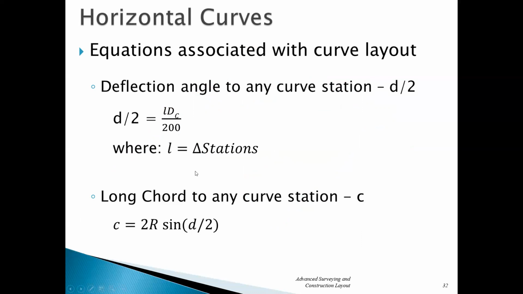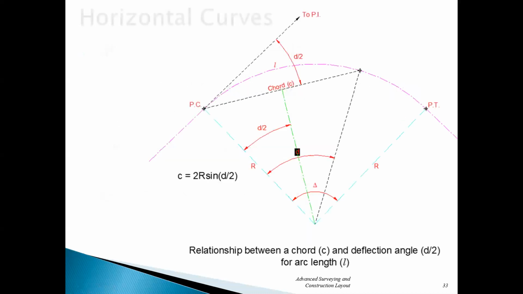Any long chord is going to be equal to 2R times the sine of D over 2. And I usually use the term little c here for chord. I think I have a diagram here that shows you this. Let me go to the next slide. There it is. So what we're saying is, if I want to calculate that point right there, I can calculate that angle, the D over 2 angle, and then I can calculate this chord value c here.